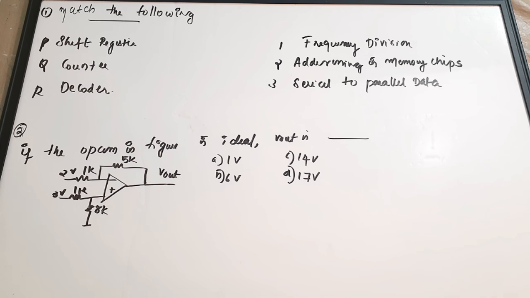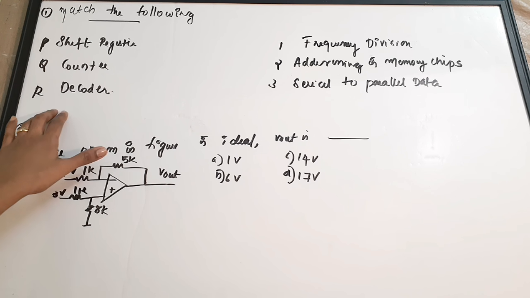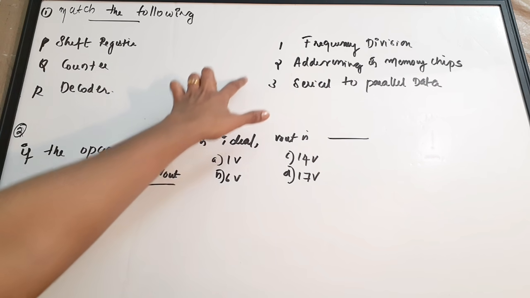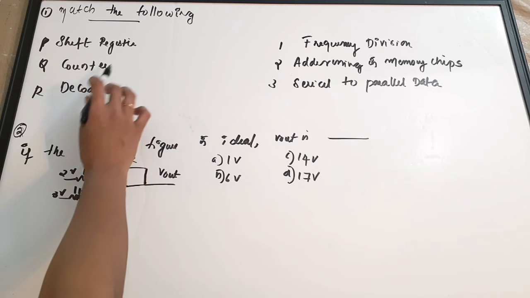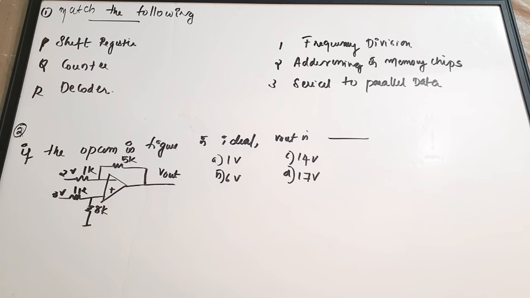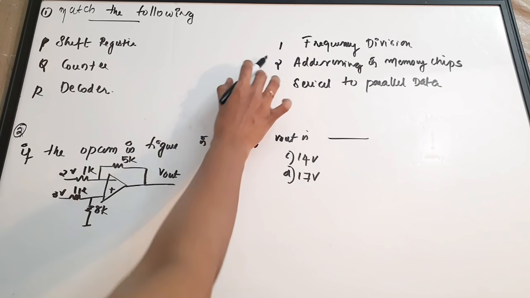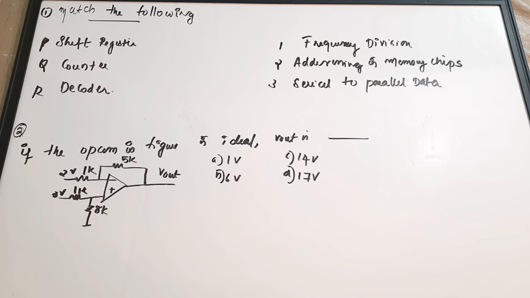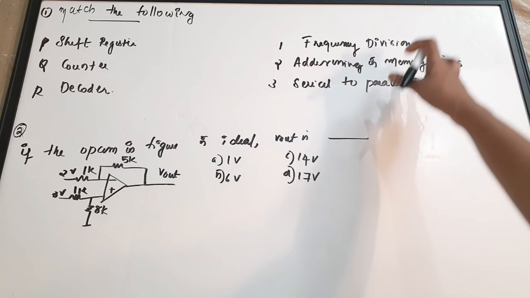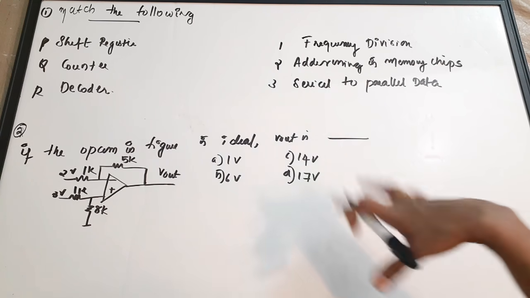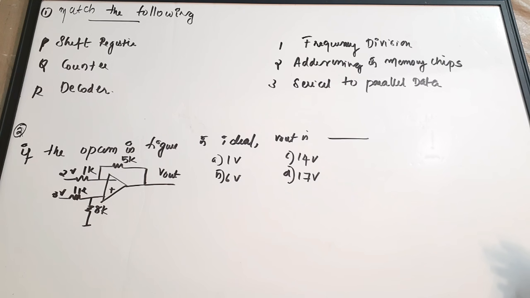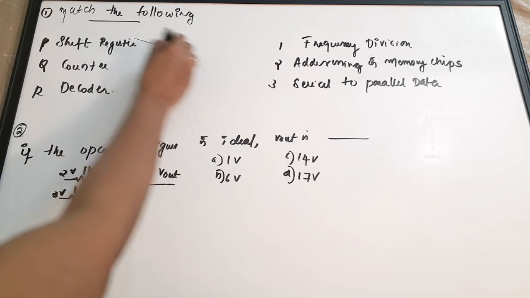So the first question is a match the following type of question, but it is very simple compared to the other match the following types. Here there is a set of P, Q, R and a set of 1, 2, 3. You have to match P, Q, R with 1, 2, 3. P is shift register, Q is counter, R is decoder. 1 is frequency division, 2 is addressing in memory chips, 3 is serial to parallel data. It is very clear that serial to parallel, or parallel to serial, is always seen with shift registers, right? So we can match P with 3 directly.